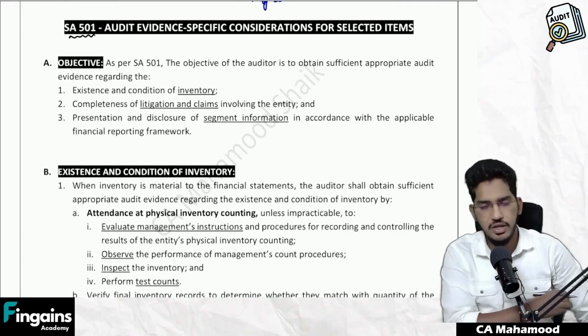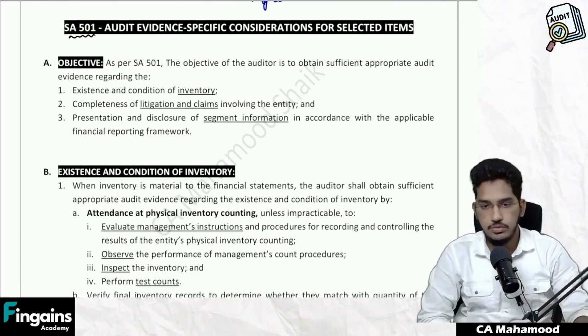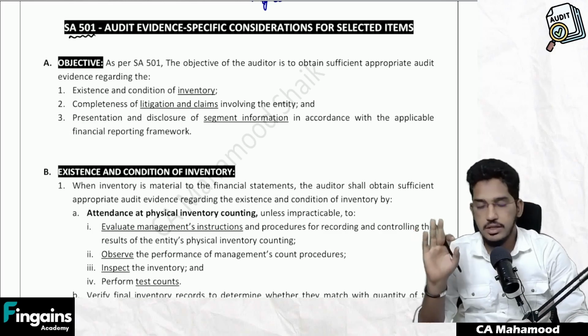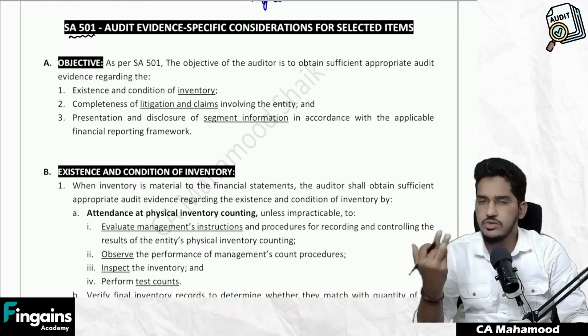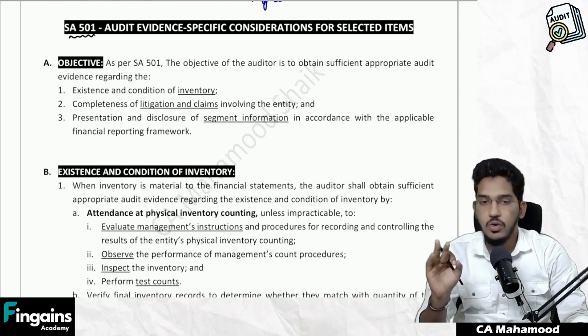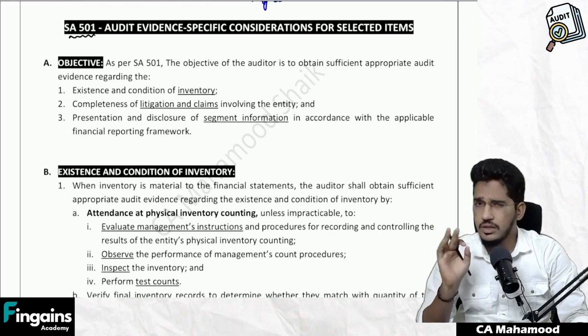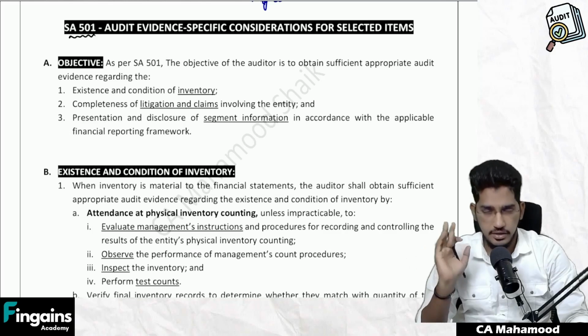So what is the standard which we are going to take up now? We are going to take up SA 501. Let us first try to understand what this standard talks about. What is the objective of the standard? Like in the previous session, I have mentioned it is very important for us to know the objective of the standard, what is the purpose of the standard, why the standard has been given. That is the most important thing which we need to have clarity on.